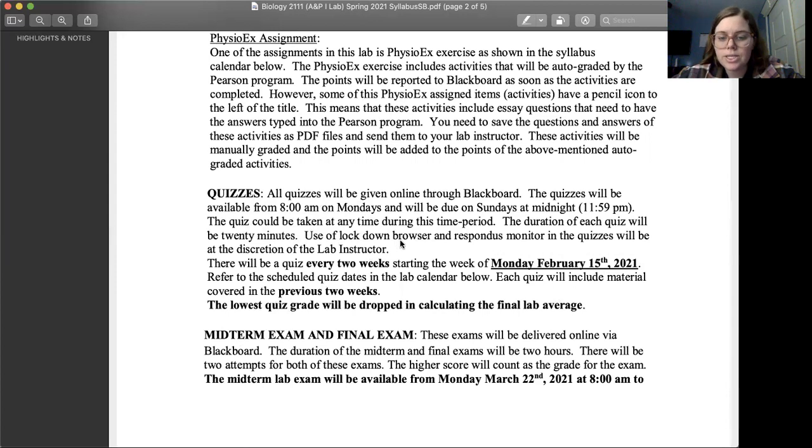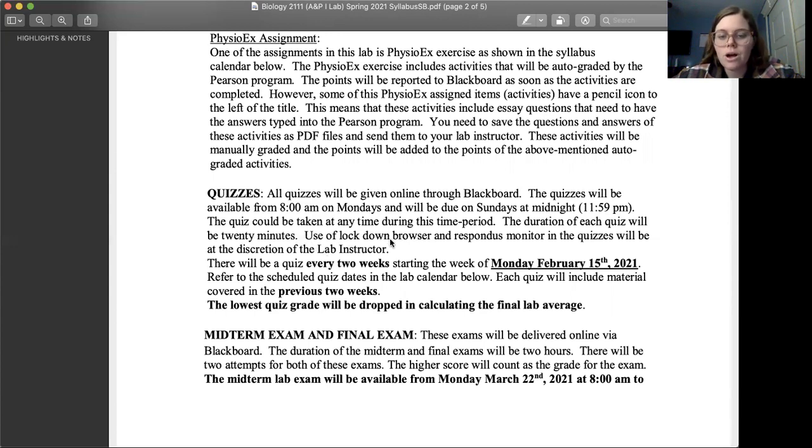You can take the quiz at any time during this week, but what you cannot do is start it on Tuesday and then get back to it on Friday. No, you need to choose a time in that week and make an attempt for the quiz. And it won't let you go back, in other words. And they're about 20 minutes long.